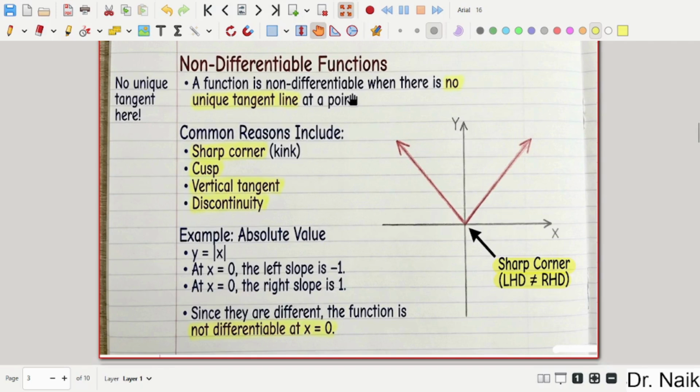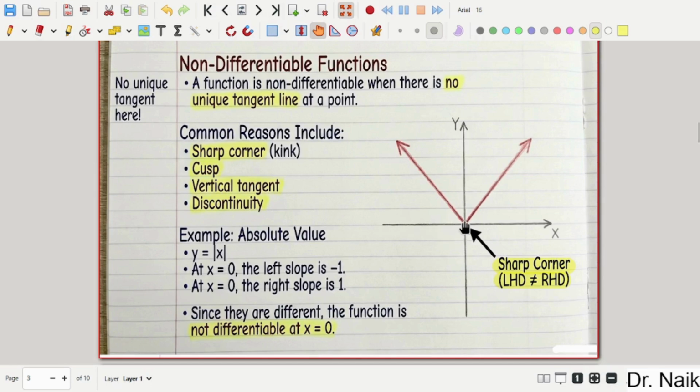A function is non-differentiable when there is no unique tangent line at a point. Common reasons are sharp corners, vertical lines, discontinuity, etc. For example, y is equal to absolute value of x, or y is equal to modulus of x.